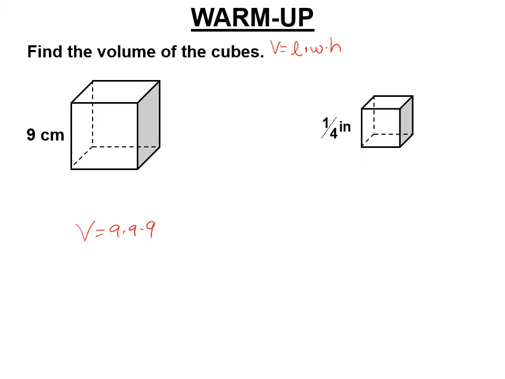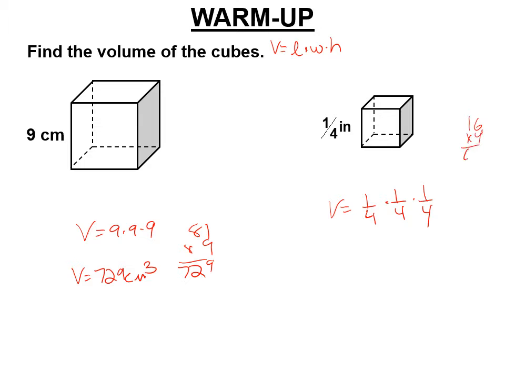This is 9 cubed. This is 1/4 cubed. And 9 times 9 is 81, and 81 times 9 is 729. So the volume here is 729 cubic centimeters. 1/4 times 1/4 is 1/16, and 16 times 4 is 64. So the volume here is 1/64 cubic inches. It's weird when you have fractions and you multiply fractions, you get smaller fractions.